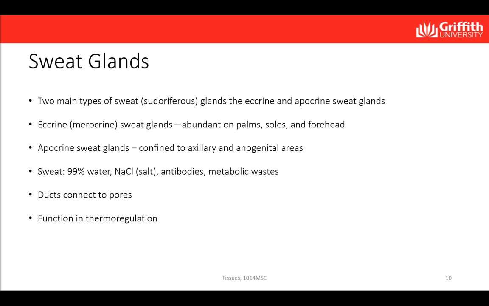The secretions from these glands, commonly called sweat, is a hypertonic filtrate of the blood. 99% of sweat is water, with some salts and antibodies, which protects us from microbes. The major role of sweat glands is to prevent the body from overheating.